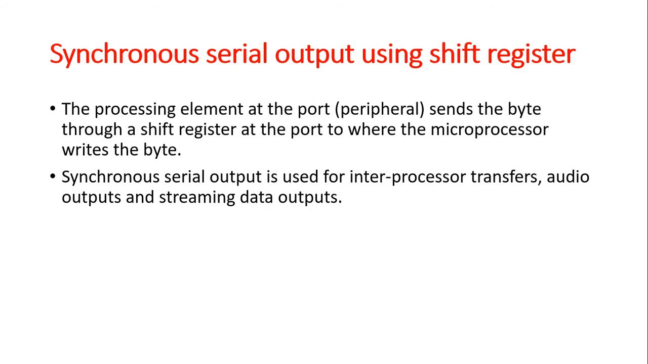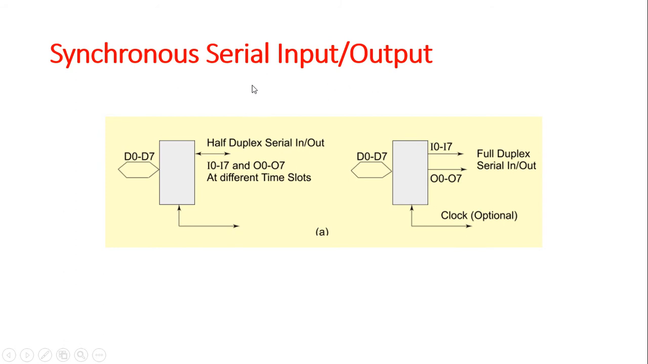The shift register is an intermediate register which acts like a buffer to store all the 8 bits. The processing element at the port sends the byte through the shift register at the port, where the microprocessor writes the byte. The synchronous serial output is used for the inter-processor transfer, audio output, and streaming the data outputs. The synchronous serial input and output.